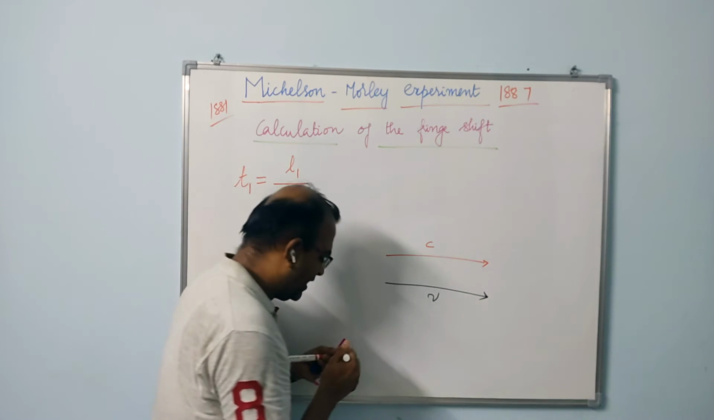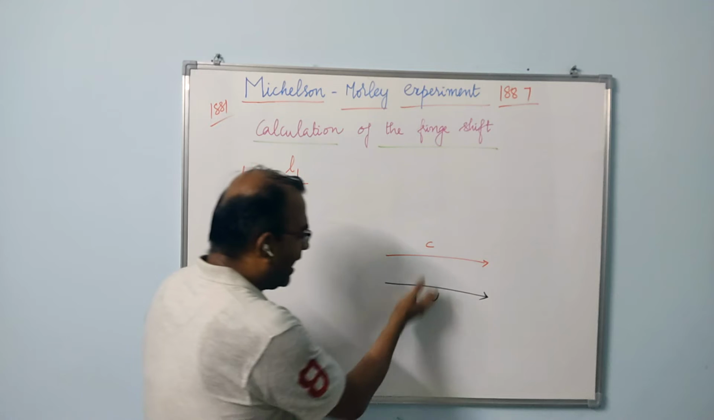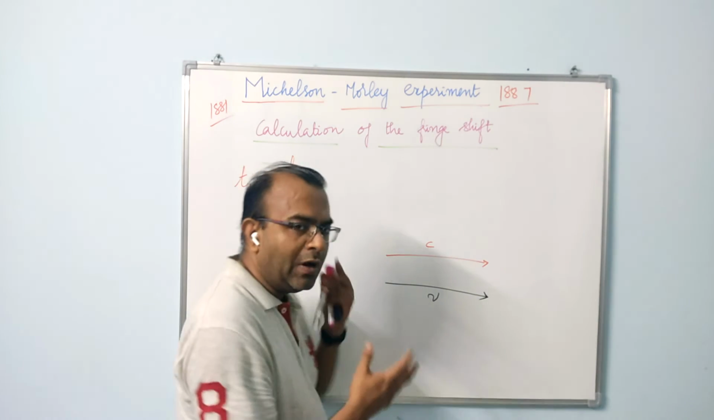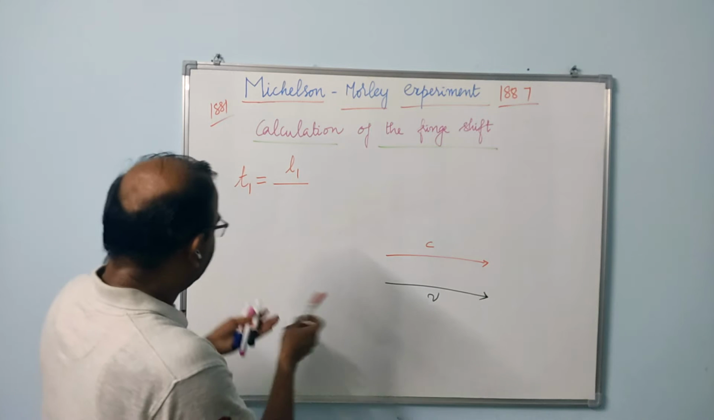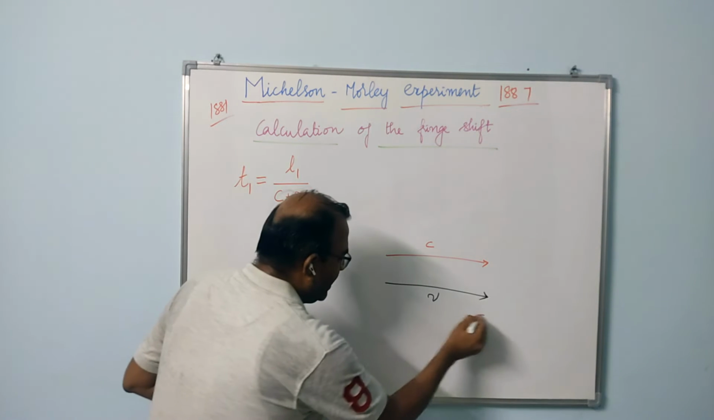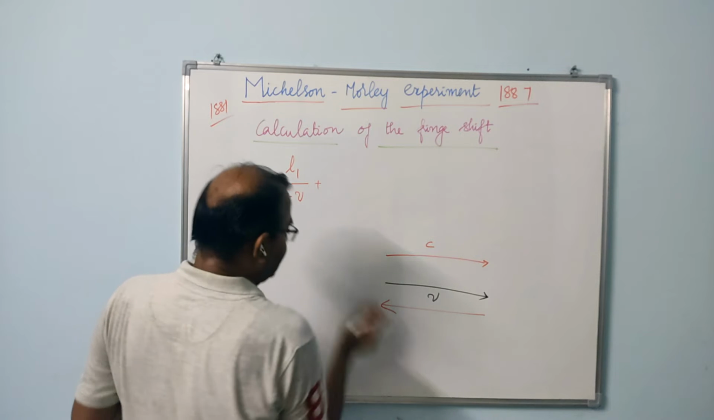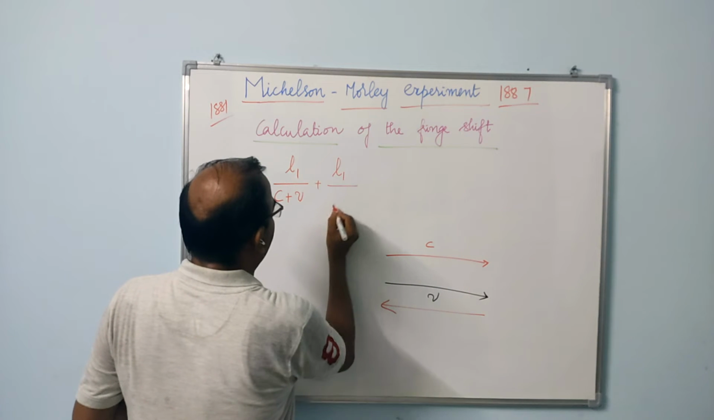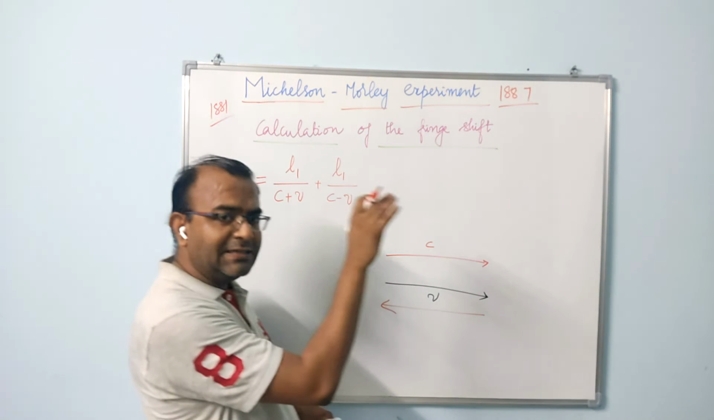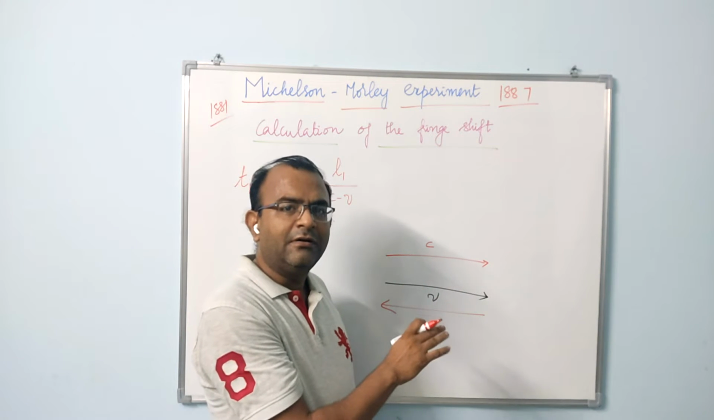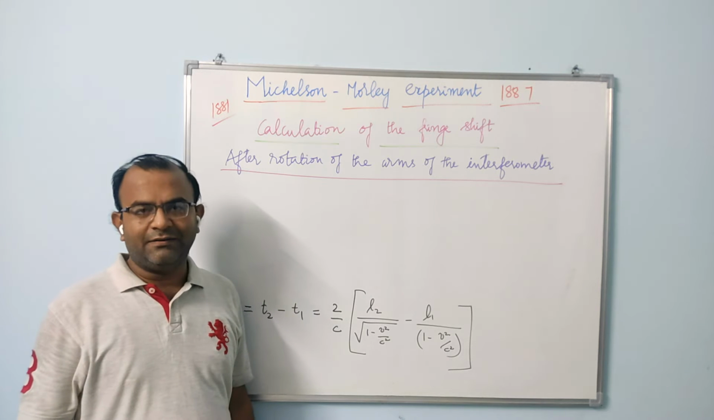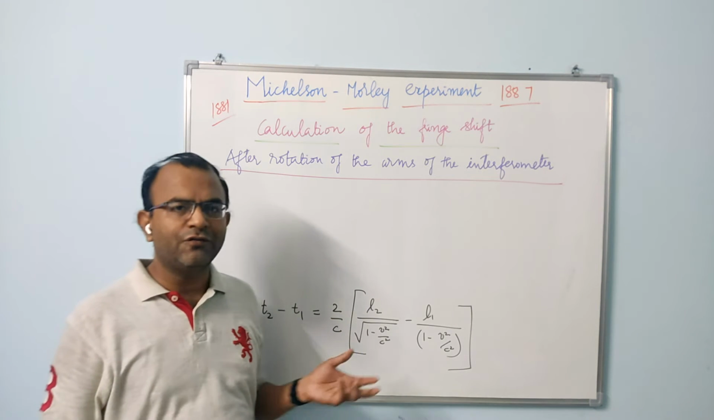So according to Galilean transformation equations, the velocity of this light beam would be added to the velocity of motion of the Earth. So if light was moving through a hypothetical medium, the ether, then the resulting velocity according to Galilean transformation equations would be C plus V for this beam, whereas when it returns, its velocity would be C minus V. So that time is L1 over C minus V. So the total time for the parallel beam, that is the beam traveling parallel to the direction of Earth's motion through the Sun, is going to be L1 over C plus V plus L1 over C minus V. Please remember that the fringe shift in this experiment is caused due to the rotation of the arms of the interferometer.